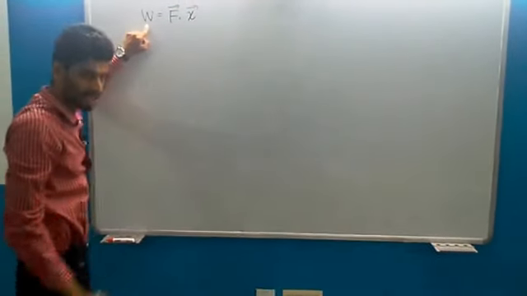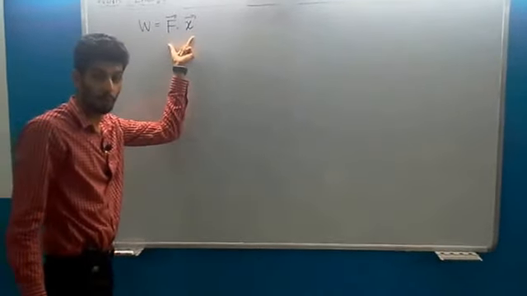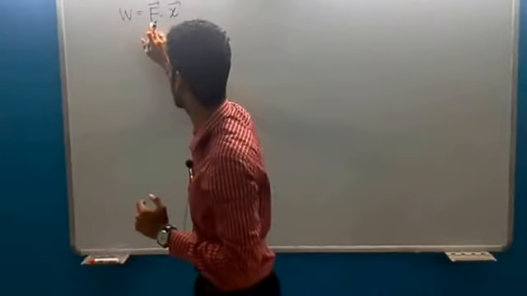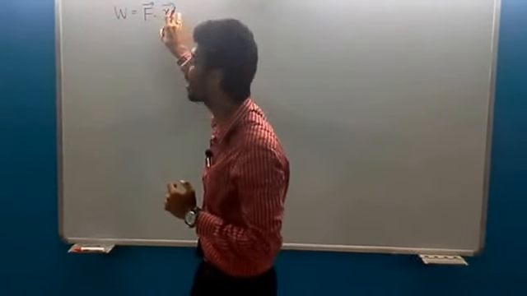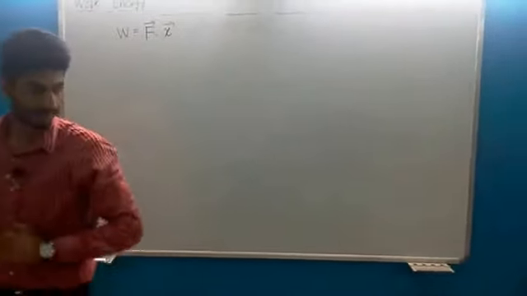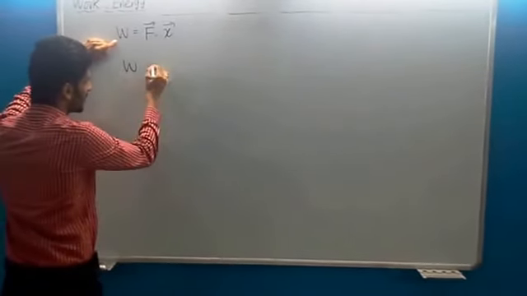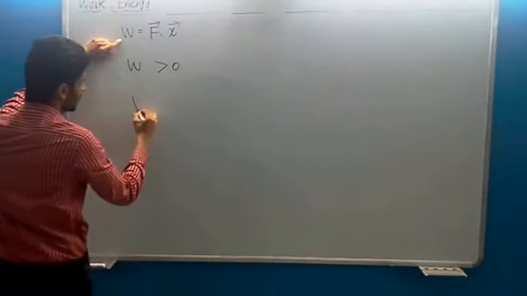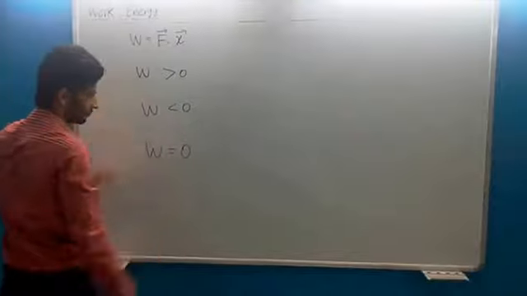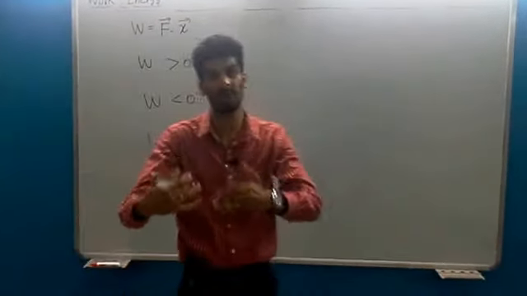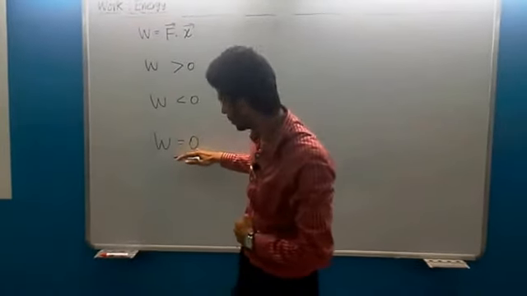Remember, work done is a scalar quantity that can be obtained by taking the dot product of two vectors. Since force is a vector and displacement is a vector, if I take the dot product of these two, I will get a scalar. This work done is a scalar quantity that can be greater than 0, lesser than 0, or equal to 0. It can have positive work, negative work, and also zero work.